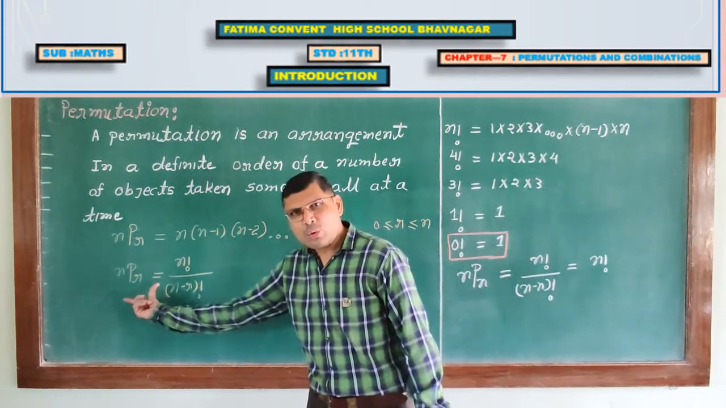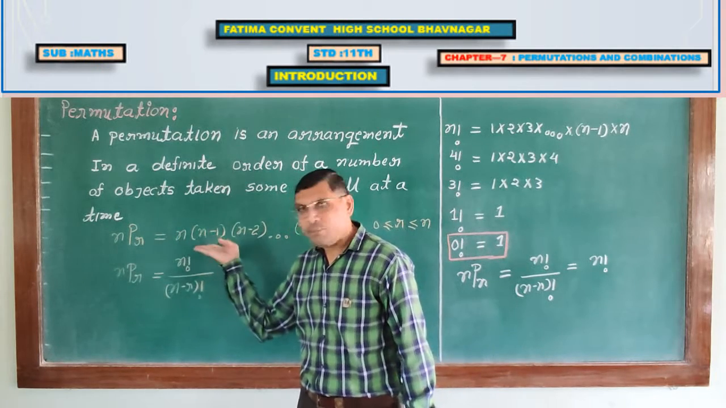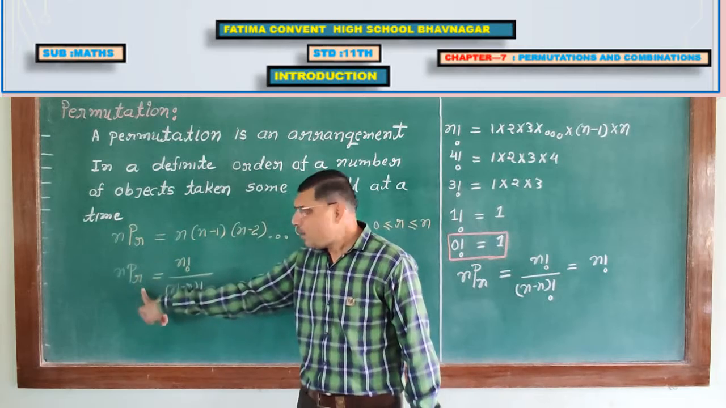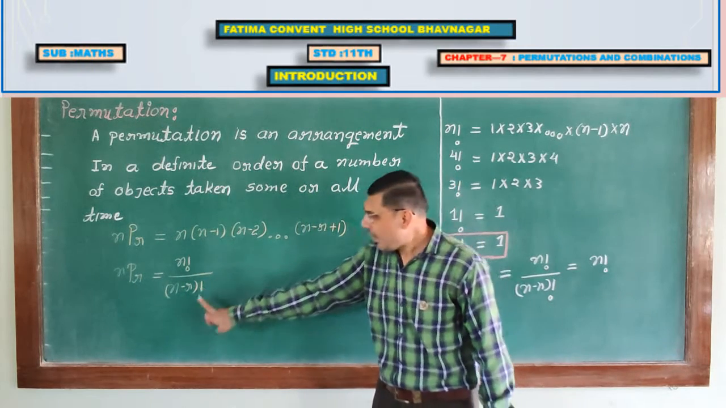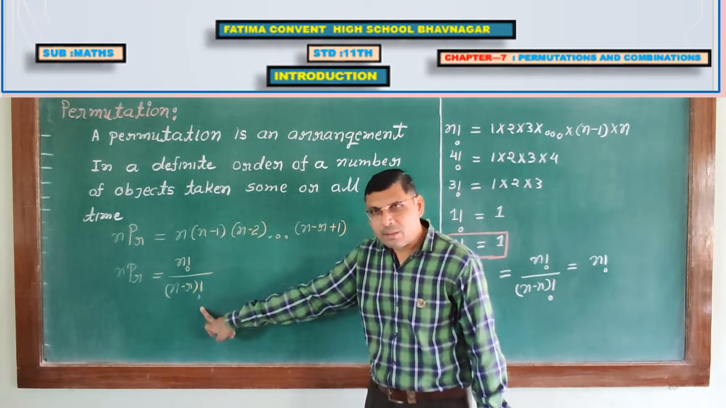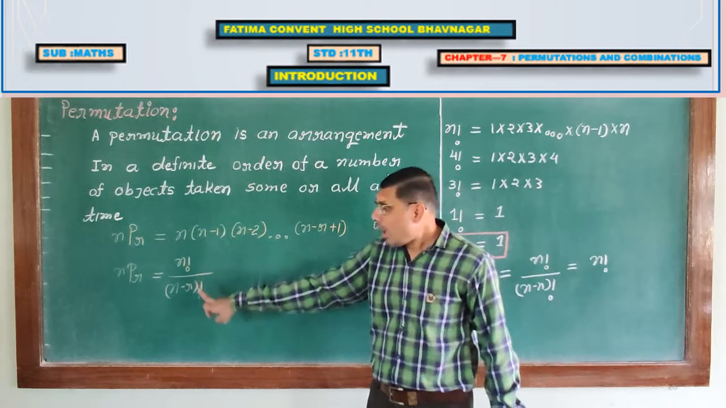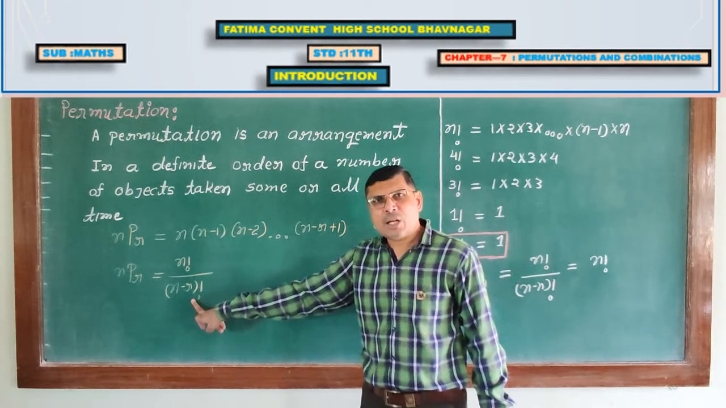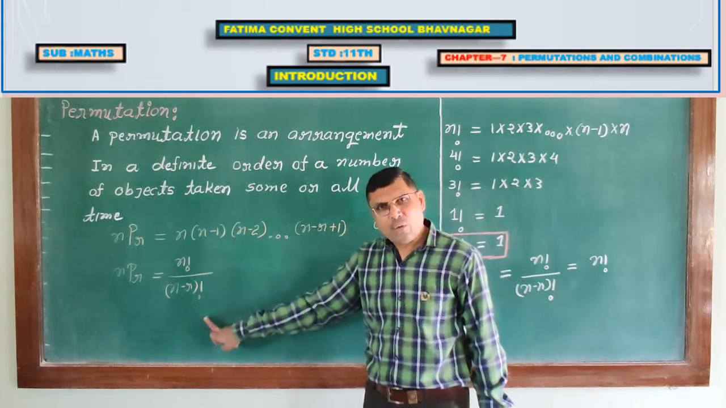The formula is this also. Later on I will explain how I am getting this formula from here. nPr equals n factorial upon n minus r factorial. N is the total number, upon the total number of selection, that is r. So n minus r factorial.